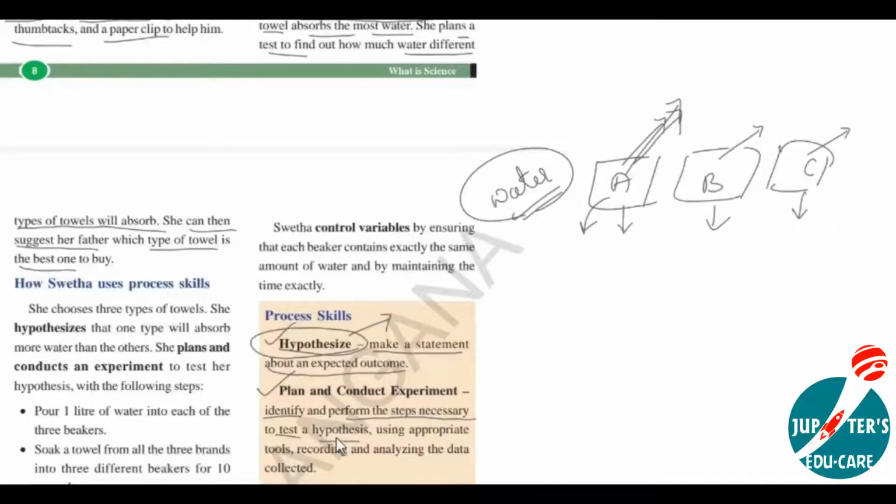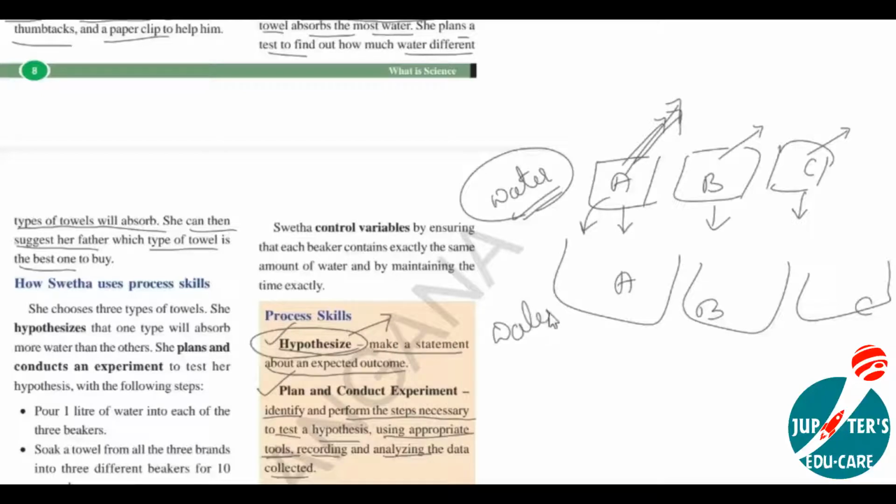So she has to test her hypothesis by doing an experiment, using appropriate tools and recording and analyzing the data collected. Okay, so for appropriate tools, what she required: three beakers or three buckets, three towels, and water. These are all the materials she required to do this experiment.